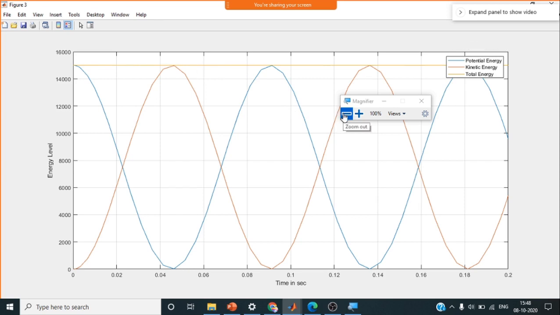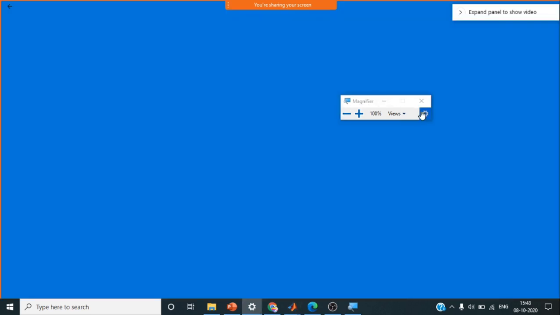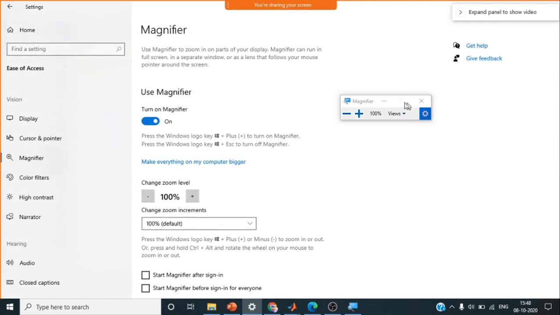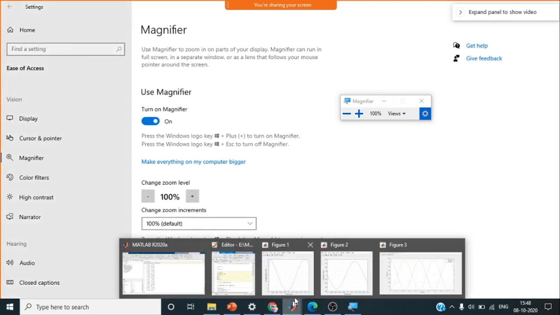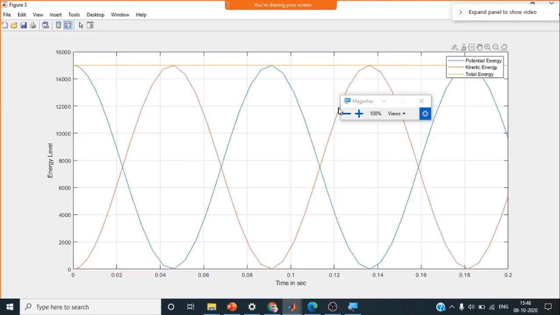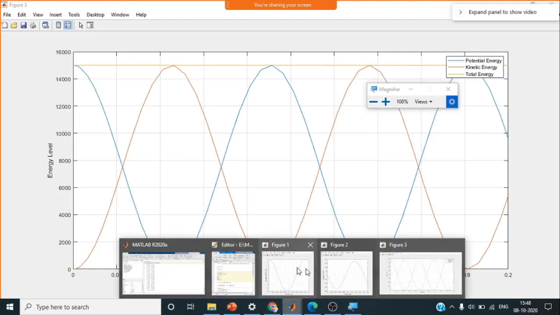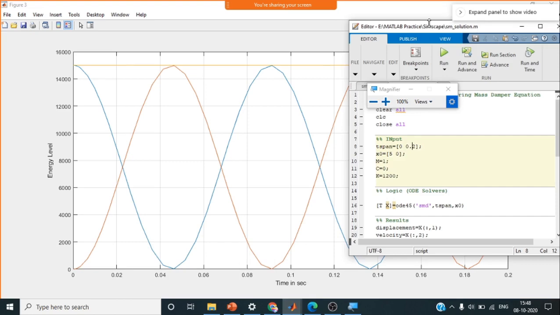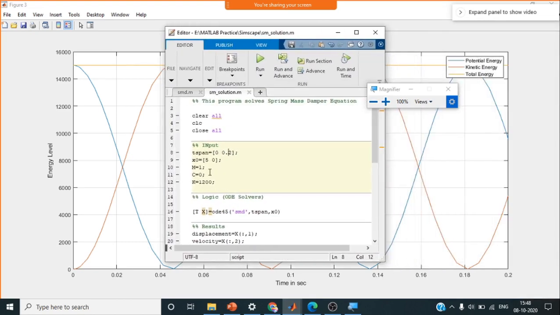MATLAB is a very nice mathematical tool that can be used for mathematical simulations. That's what you can go on doing. This is one thing we have done. We have done only free vibrations so far, and we have not provided any force, so we'll now include that.